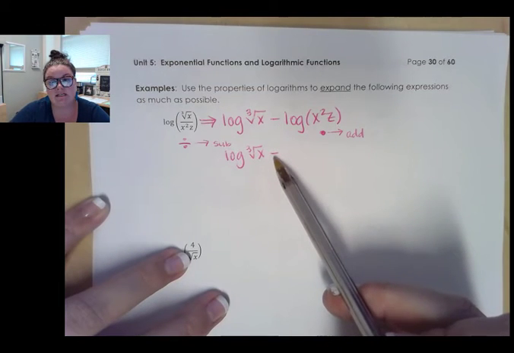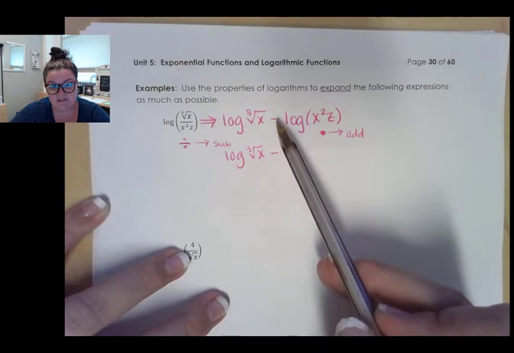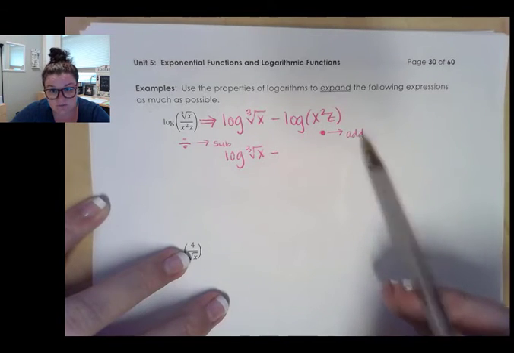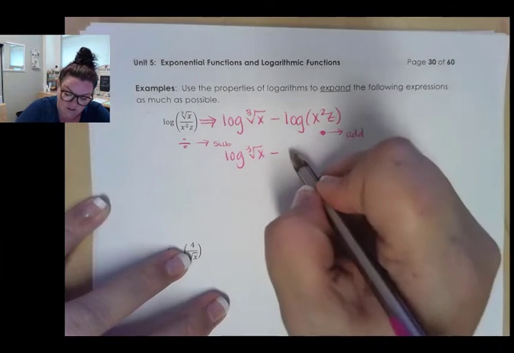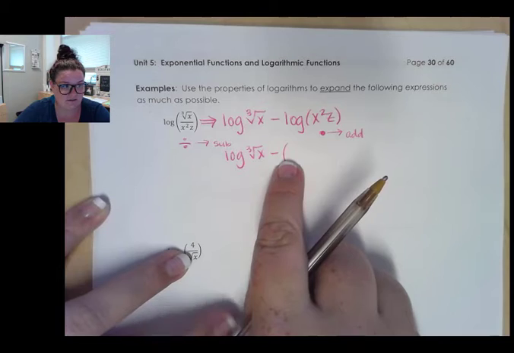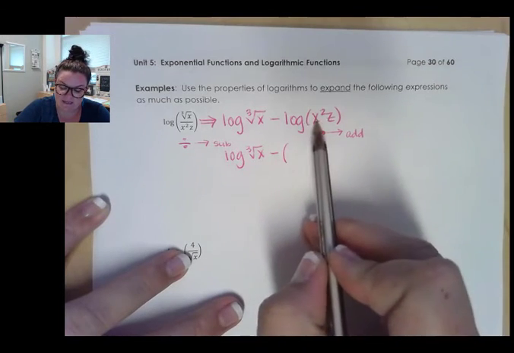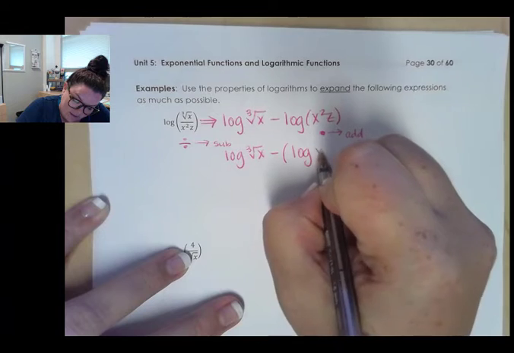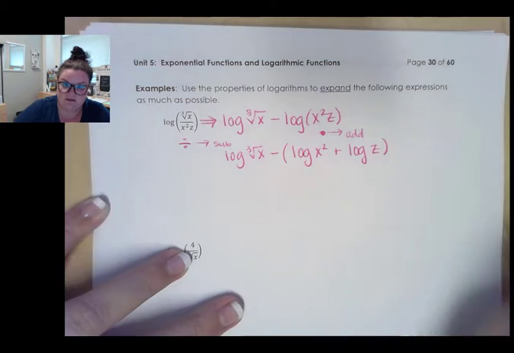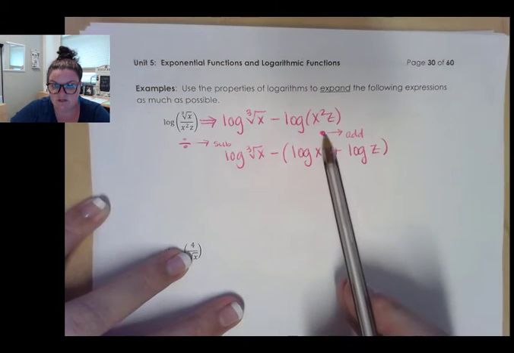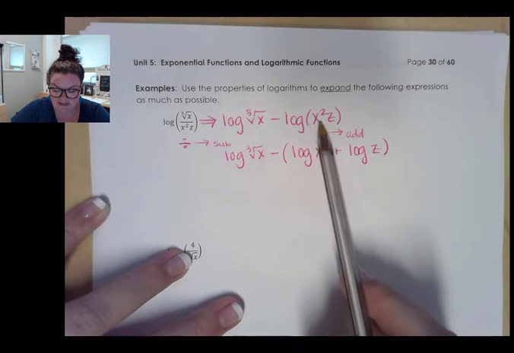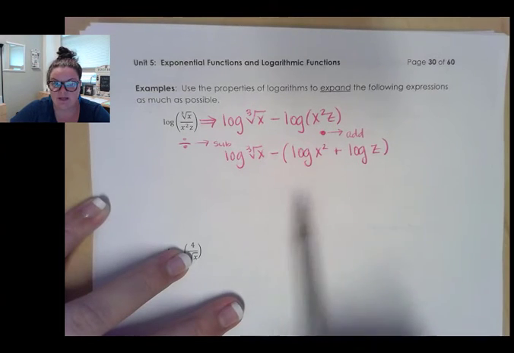Now, this minus is important. Let me tell you why. Because it is subtracting this log. So if this log happens to turn into two terms, which is what we're doing, we're turning it into an addition, we have to make sure that that negative is applied to both terms. So I'm going to put a parenthesis here, okay? So the first term I'm going to get here is going to be log of x squared plus log of z, right? Because we know a multiplication turns into addition. So the multiplication in here, I took those two terms and I gave them each their own log term, okay?